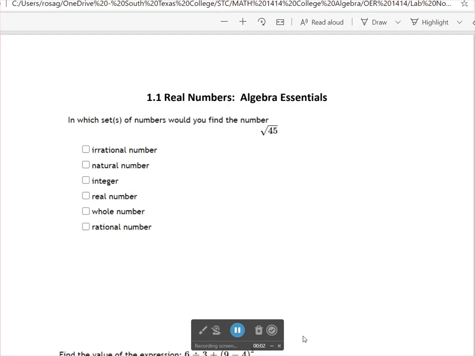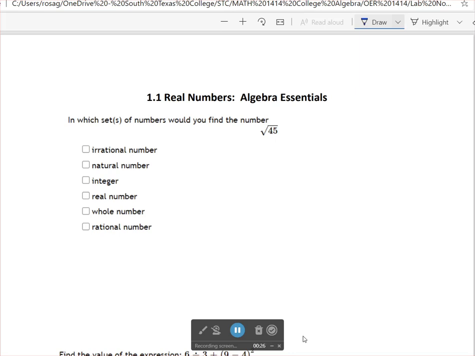This video is to go over the 1.1 real numbers algebra essentials. One of the first questions you're going to see on MyOpenMath is about the properties of numbers, the different types of numbers: irrational numbers, natural numbers, integers. So what I want to do is give you examples of each of them to cover any questions, and then we'll answer the question we have.